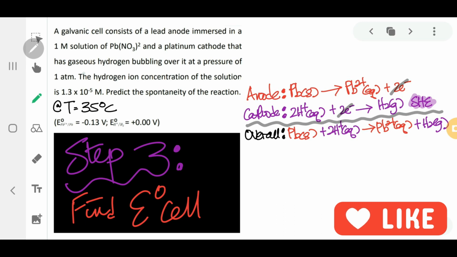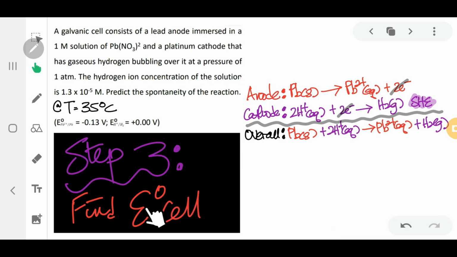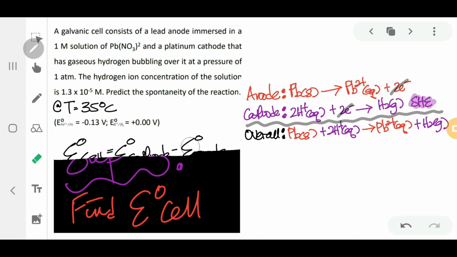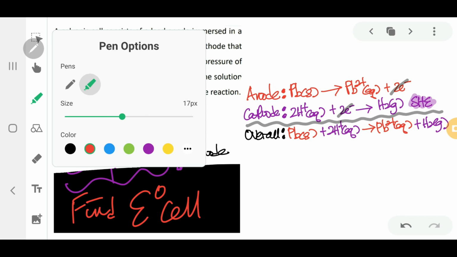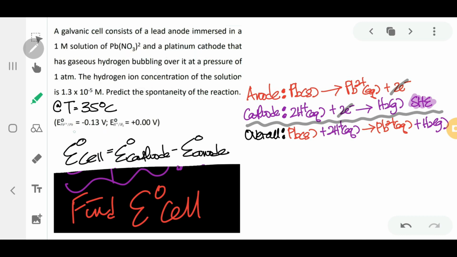To continue, you're going to write step 3, which is finding the E0 cell, the standard cell potential. We know that this is the reaction. You have lead as the anode, and the SHE as the cathode. So we want to find the E0 cell for this. By doing that, you're going to take the value that you have in here. Do you remember? The question says that this is going to be the anode, and your SHE will be the cathode.